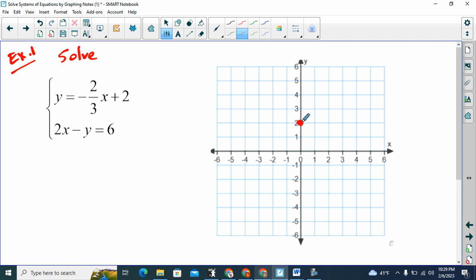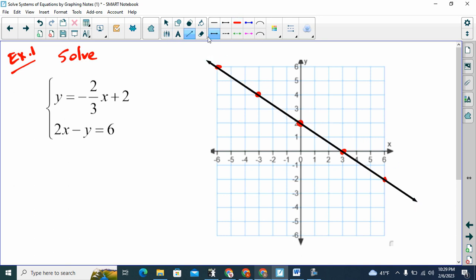I go to 2 on the y-axis, and my slope is negative 2/3. So I'm going down 2, right 3. And because we're looking for where the lines cross, we're going to graph a bunch more points, down 2, right 3. If that were to continue, I can also go up 2, left 3. All those points fall on the same line. And we graph our first line. Those are all the points that make this first equation true.